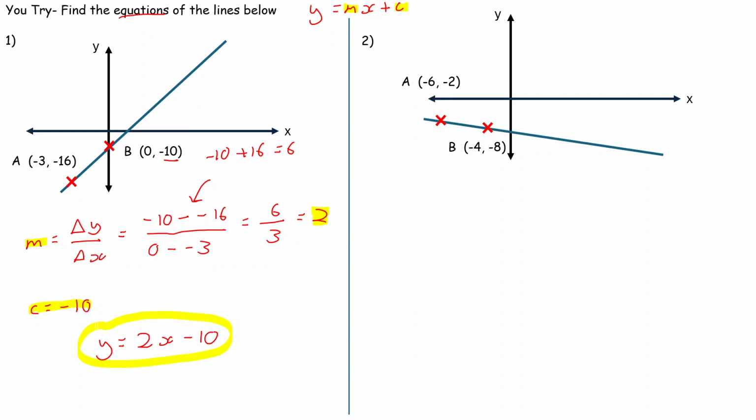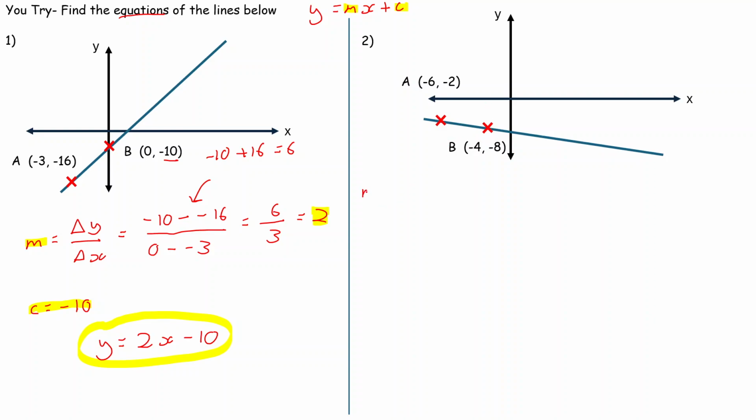Good, if you got that, then that's really good. Okay, well done. Question 2, a little bit trickier this time, because this time I can't just go and get my c value, my y-intercept value, very easily, because there's no coordinate given to me on that point, so I've got to use a bit more substitution in the end. But let's begin by finding the gradient again.